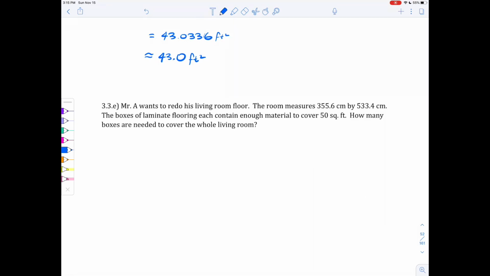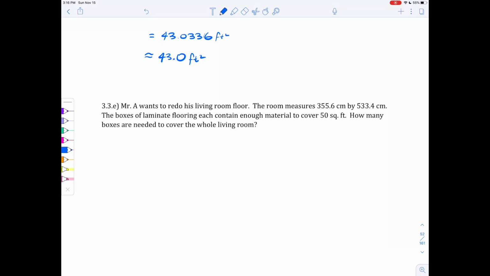The room measures 355.6 centimeters by 533.4 centimeters. The boxes of laminate flooring each contain enough material to cover 50 square feet. How many boxes are needed to cover the whole living room?